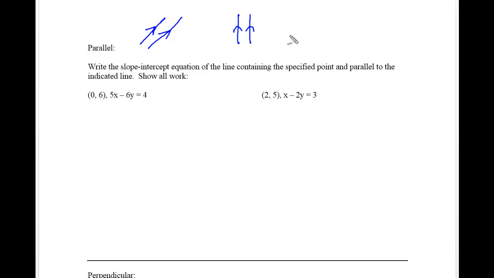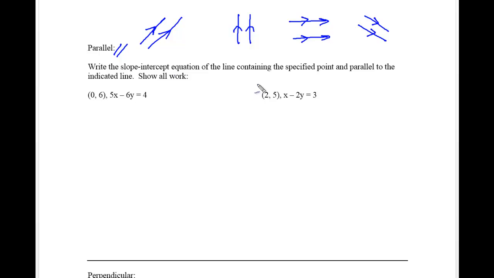It also goes the same for vertical lines. These have both undefined slopes. And also for horizontal lines, these lines both have 0 slopes. So whether they're positive, negative, or whether they are horizontal or vertical, parallel lines have the same slope. Parallel lines are denoted by 2 forward slashes.